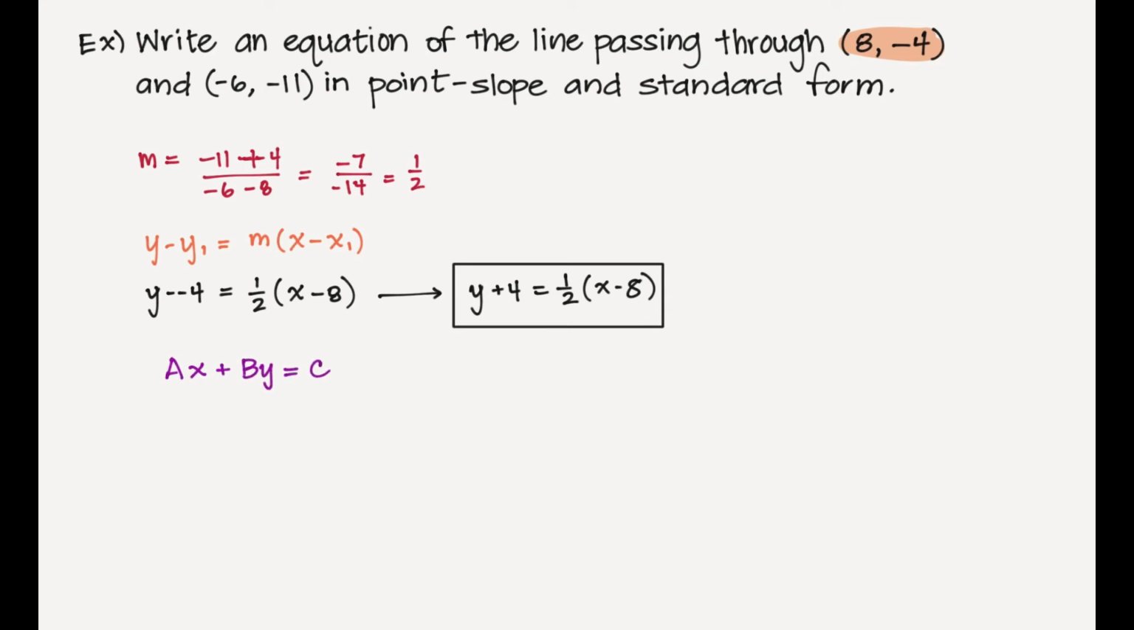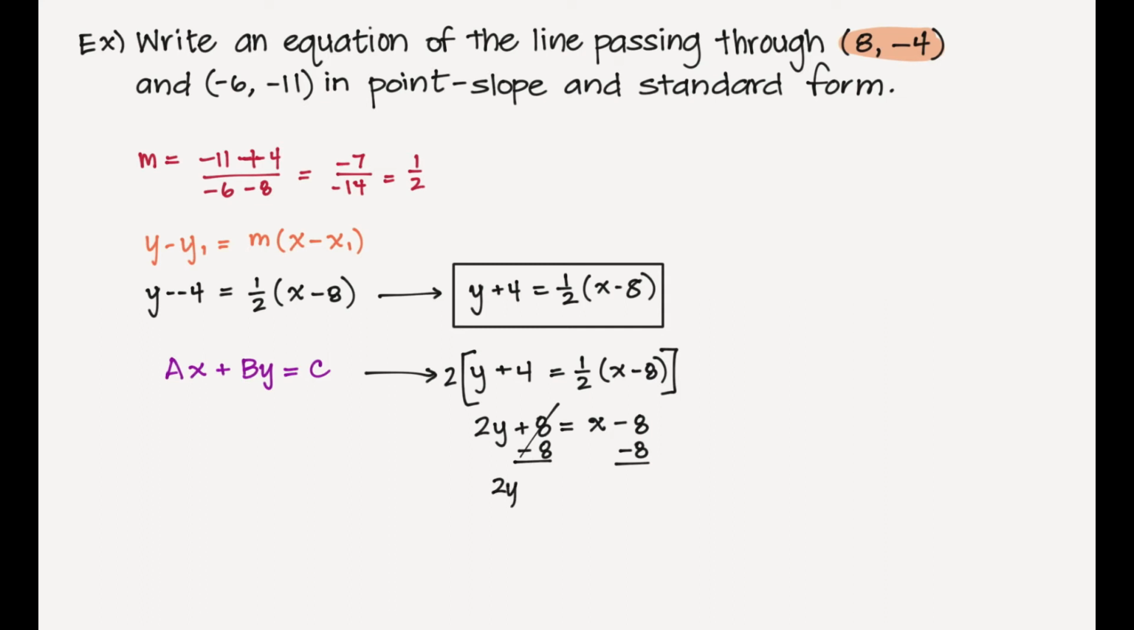One more time, let's rewrite this. So this time, I'm going to just multiply everything by 2. And then this way, I will be able to get rid of the fraction immediately. Okay? So that leaves us with 2y plus 8 is equal to x minus 8. Now I can move that 8 to the opposite side by subtraction. And then I'm left with 2y is equal to x minus 16. Then I'm going to subtract x to move it to the left-hand side.